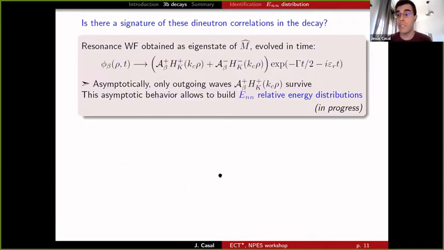And to do that, we took a step forward in our approach. So what we do is we take our resonance wave functions that we have obtained with this identification method, we time evolve these wave functions, and we perform a sort of matching with the asymptotic behavior, including incoming and outgoing waves. And essentially, since asymptotically only the outgoing waves survive, these coefficients in the matching determine the final relative energy distribution. This is a work in progress. I will give you some details in the next slide, which is the last one.